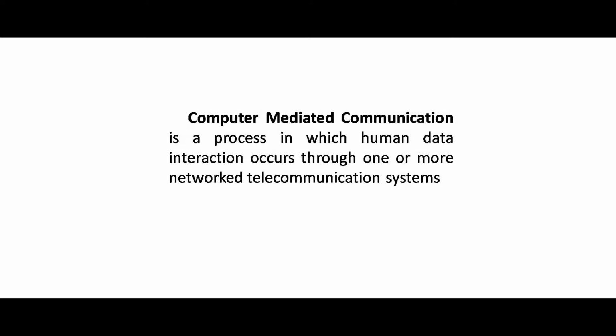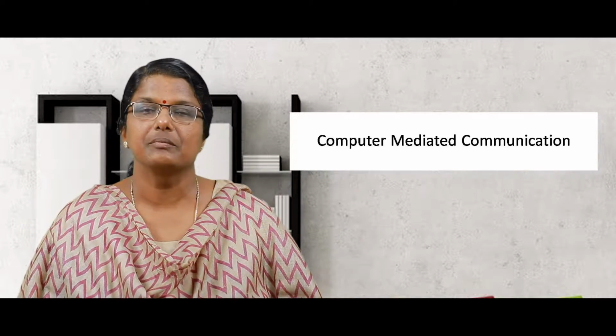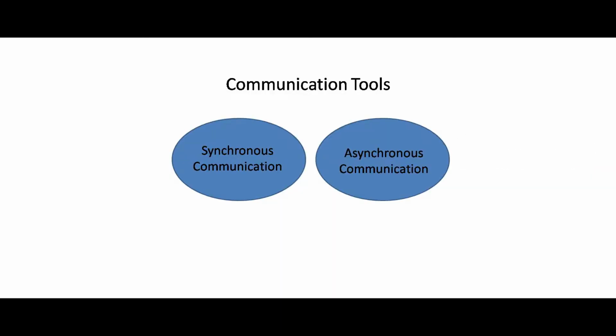Computer-mediated communication is a process in which human data interaction occurs through one or more networked telecommunication systems. It includes email, internet relay chat, instant messaging, Usenet, and mailing list servers. Computer-mediated communication can be classified as synchronous mode and asynchronous mode.